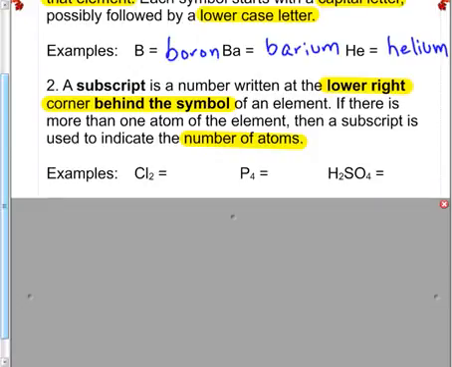Cl2. Now I know it's an L because it's a lowercase letter. If it were an I, it would have the bars above. But this is not an I, it's an L, because the second letter is lowercase. So Cl2 tells me that I have 2 chlorines. P4 tells me I have 4 atoms, each atom being phosphorus.